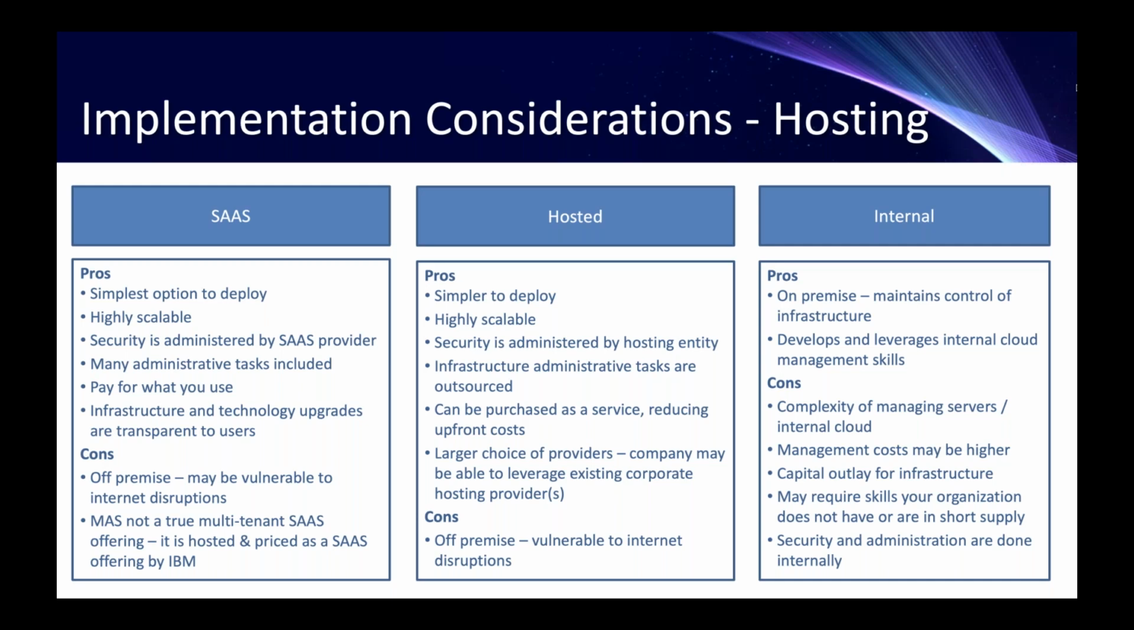Security on at least the first 2, SaaS and hosted, are handled by the hosting entity. Again, IBM is serving as the hosting entity here for the most part. There are different business terms to SaaS versus IBM hosted. So there is a little bit of a difference to it. You pay for what you use. So in terms of hosting, if you spin up 80 cores, you're paying for 80 cores. If you decide, hey, 80 is too much, I don't need that much, or I want to scale up, you can scale up or down. And you don't have to worry about infrastructure and technology upgrades.